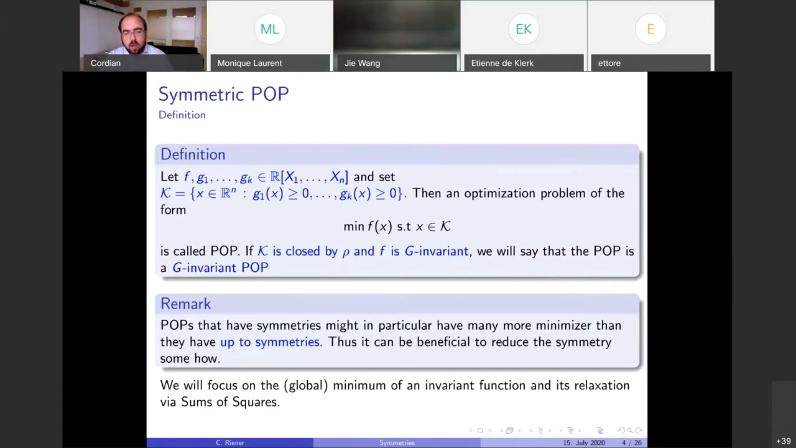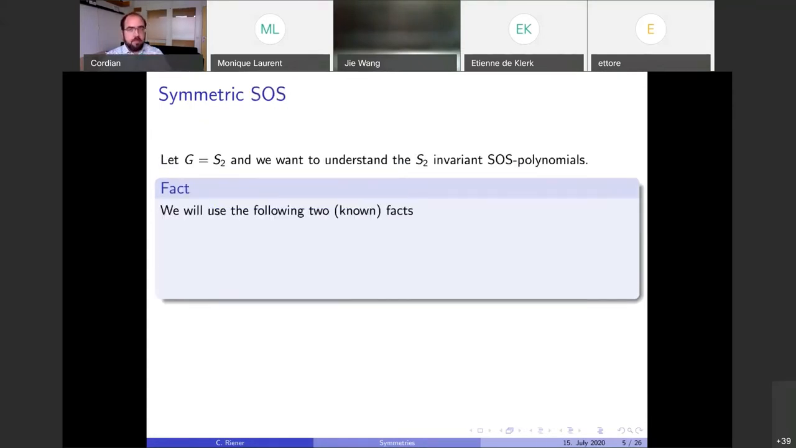Okay, and for this talk, I will for the beginning focus only on global minima of invariant functions and essentially relaxing this problem via sums of squares. I've thought a little bit about how I should present this to you in a way that doesn't require a lot of notation and a lot of calculations. And I found that one can understand a lot by the following very easy example, which I will do now in a little more detail, and which we then later want to generalize a little bit. The example is with this more or less non-trivial group. We just take the group S2 that acts on R2 by swapping x and y. And we want to understand S2-invariant sum of squares polynomials.